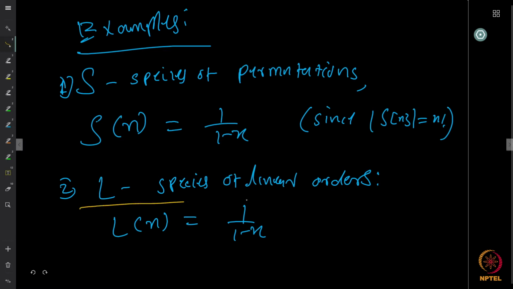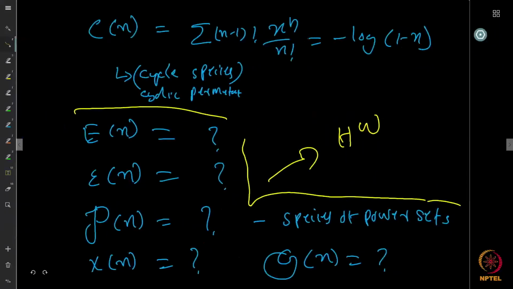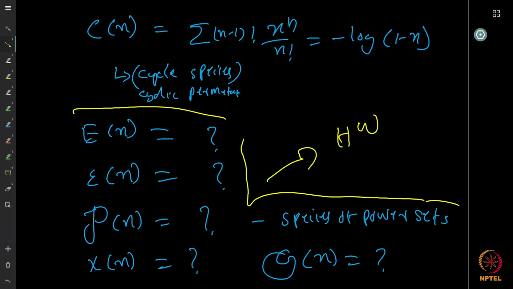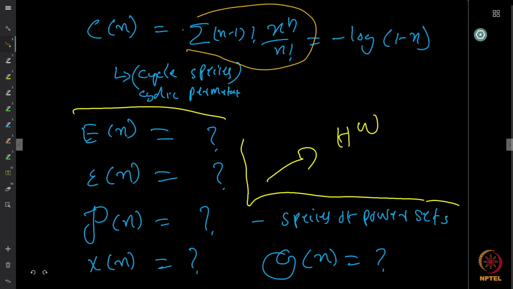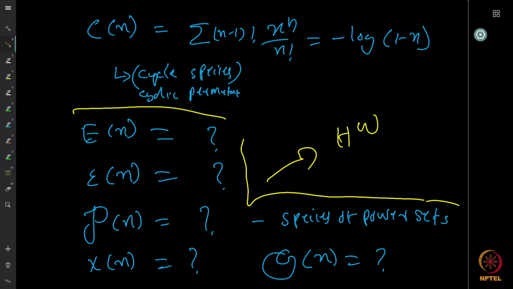Then the species of linear orders. There are also n factorial linear orders, so L of x is also 1 by 1 minus x, where L of x is the exponential generating function for the species of linear orders. C of x is for the cycle species, cyclic permutations. There are (n minus 1) factorial of them, so you will get minus log of 1 minus x, which follows from the summation of (n minus 1) factorial by n factorial times x^n.